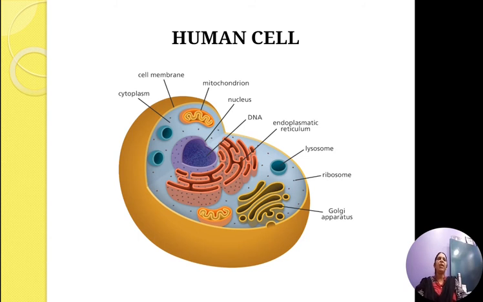The cell membrane supports and protects the cell. What does the cell membrane do? It supports and protects the cell. It controls the movement of substances in and out of the cell. It separates the cell from the external environment.